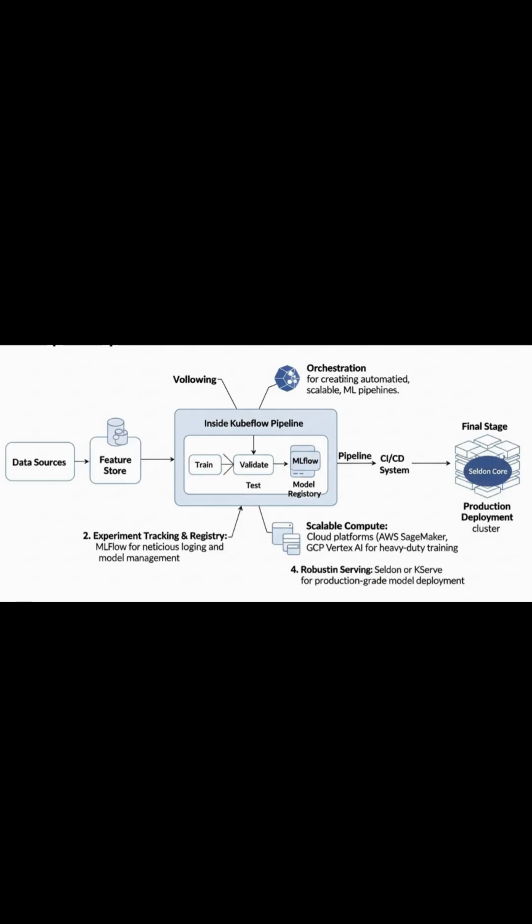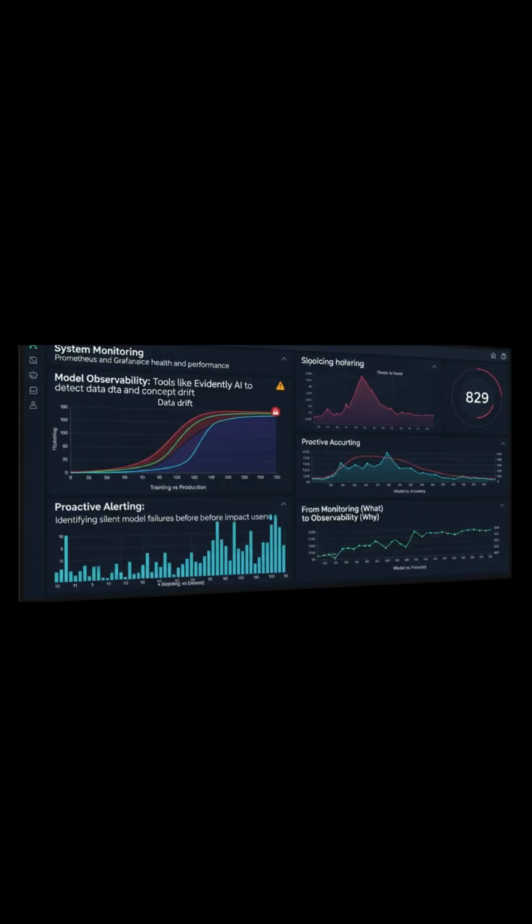Finally, for serving the model as an API, I rely on frameworks like Seldon Core or KServe, which handle challenges like traffic splitting for A/B testing, canary deployments, and explainability right out of the box. This stack transforms a model from a file on a laptop into a scalable, enterprise-grade service.